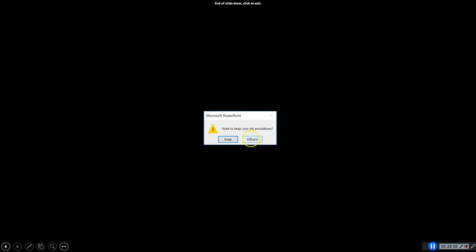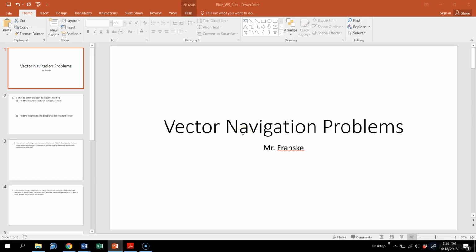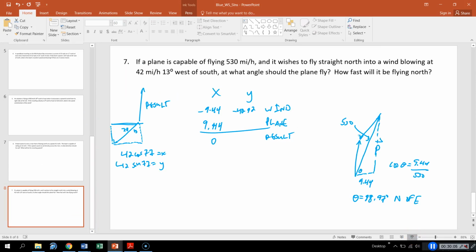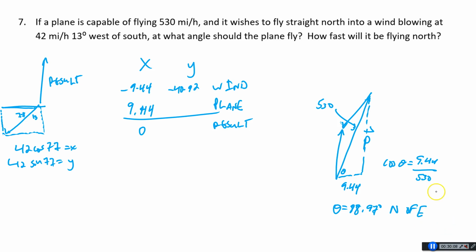So that gives us our direction. That's where the plane should be flying. And then we want to know how fast it's actually flying north. So we want to know the resultant of our plane and the wind together. In this case, I think we use sine to find this, if we want to know our vertical component here.